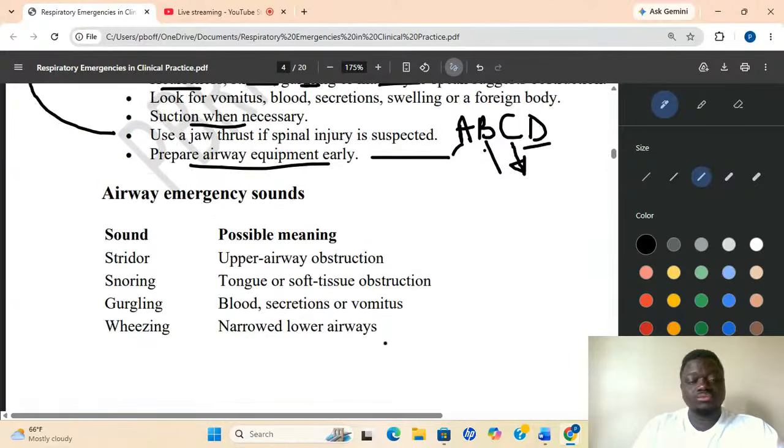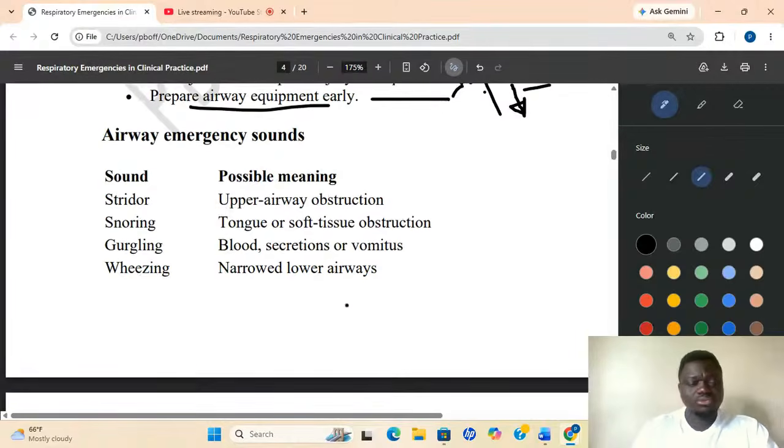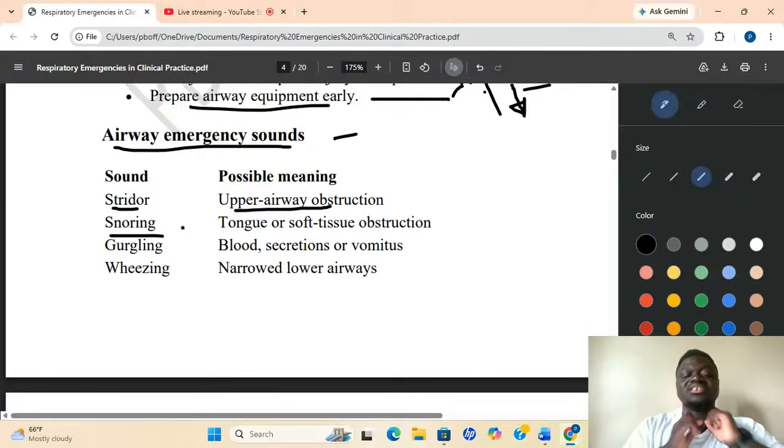Yes. So let's look at the sounds. How to prepare for airway emergency, or the sounds you hear that will tell you that this person is in airway emergency. Okay, so you can hear stridor. Everybody knows that stridor is an upper airway obstruction. Okay, somebody is snoring. When you are snoring, there are two structures we look at: the structures of the neck, or the mouth. Inside the mouth is the tongue, but the structures you see outside on the neck are the same thing you see inside.